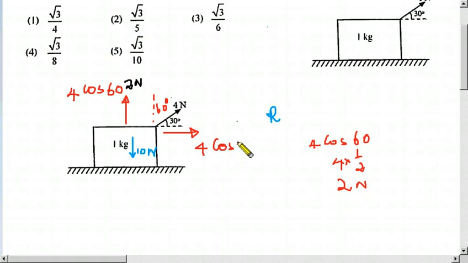cos 30. Cos 30 is root 3 divided by 2. This one is 4, root 3 divided by 4, then cancel by 2, so 2 times root 3 is the force horizontally. So now we have to delete this one because we have already taken the components horizontal and vertical.